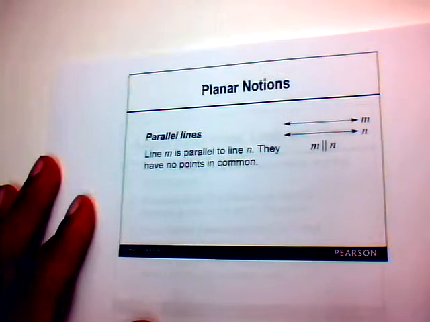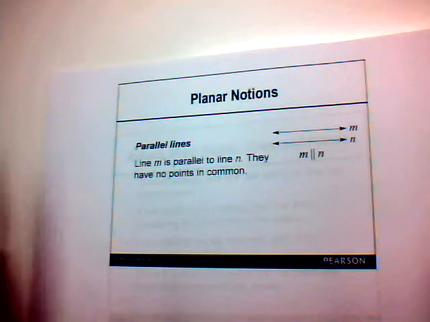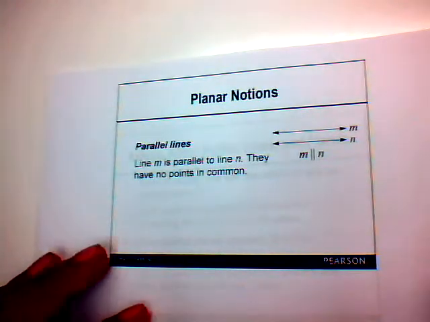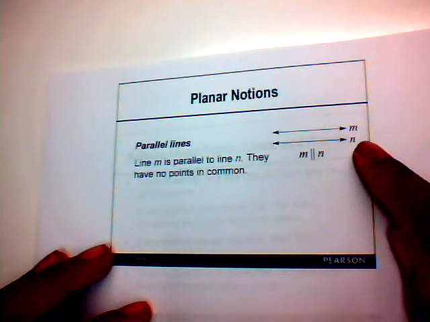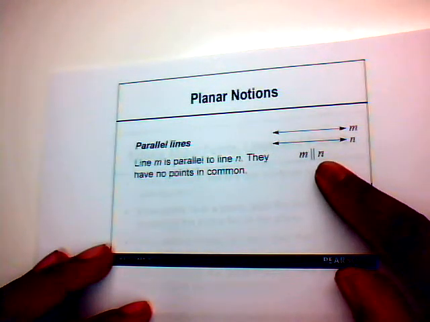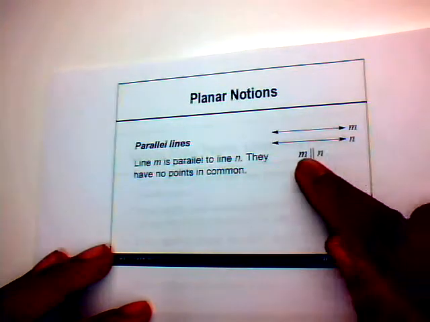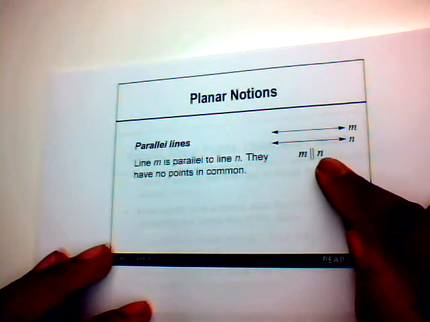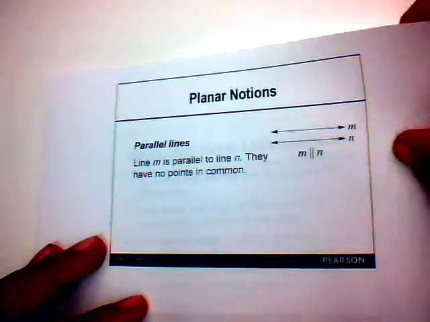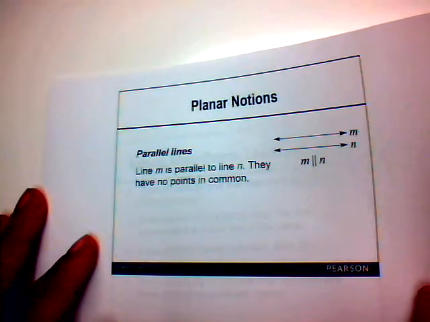Okay, next is parallel lines. Looking at planar notations, parallel lines are two lines that do not intersect. In other words, those two lines have no point in common. In this case, line M is parallel to line N. And this is the symbolic notation for writing parallel lines, the two bars in between the two lines. Line M is parallel to line N. So know what parallel lines are: those are two lines that do not intersect, and they are in the same plane.